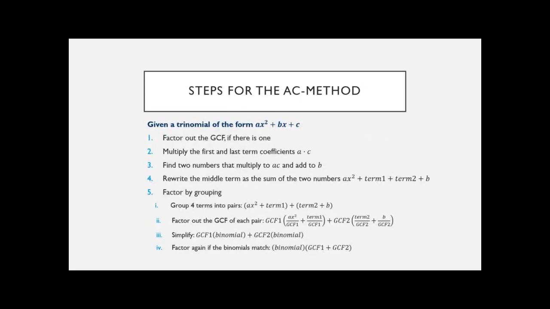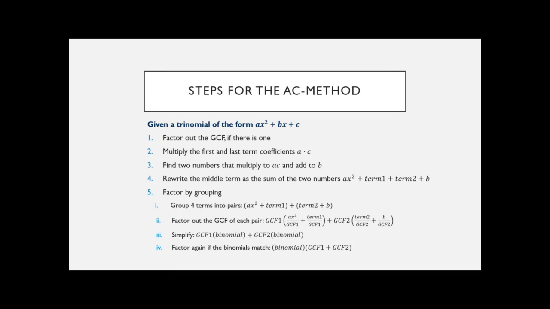So there are several steps. You're going to want to have this written down, try to follow these steps, have this handy. So you first need to have your trinomial in the form ax squared plus bx plus c. Variables could be y, they may not be x, but it's in that form.